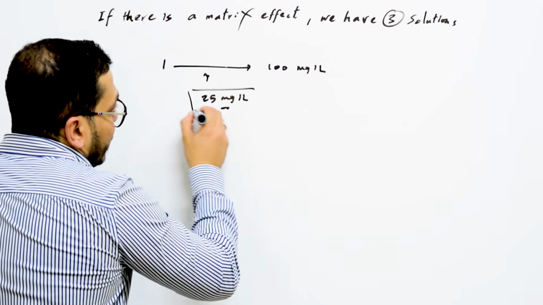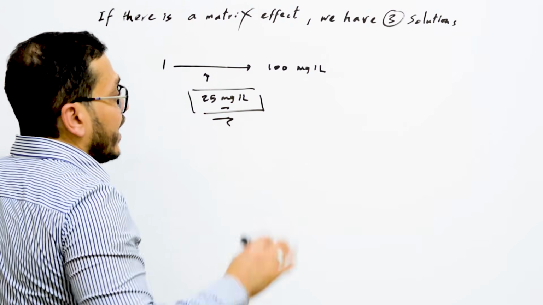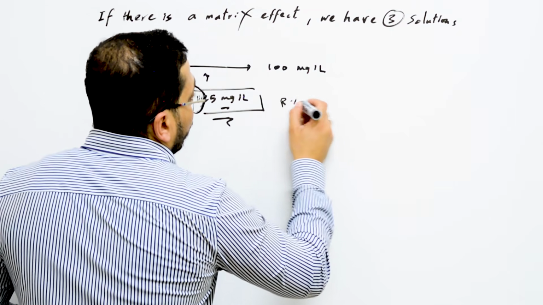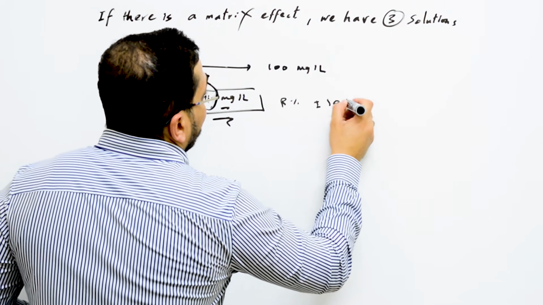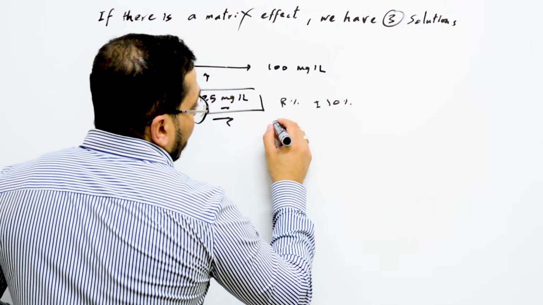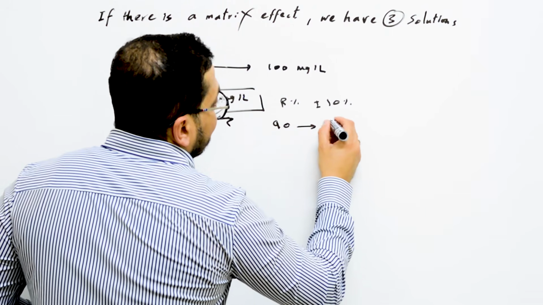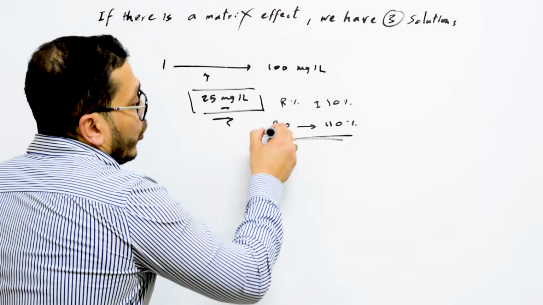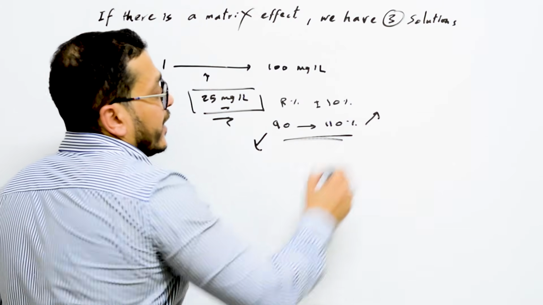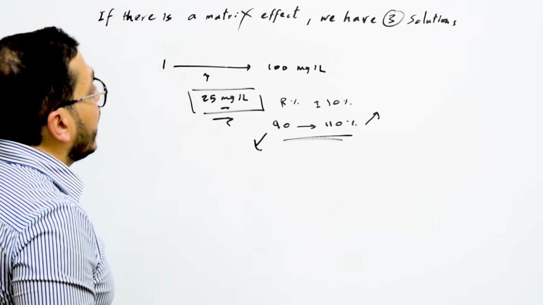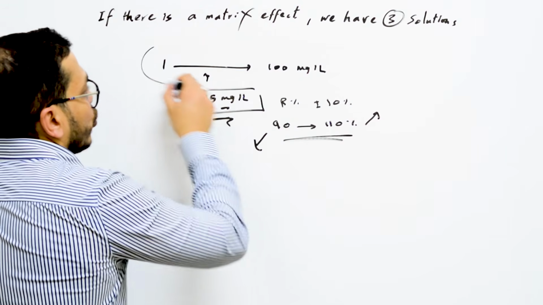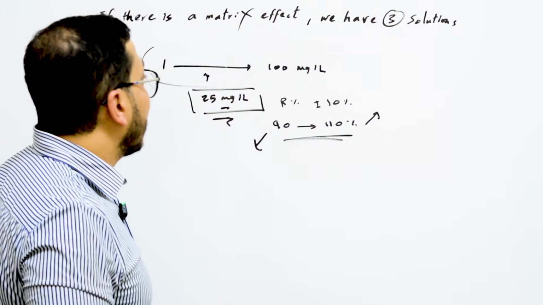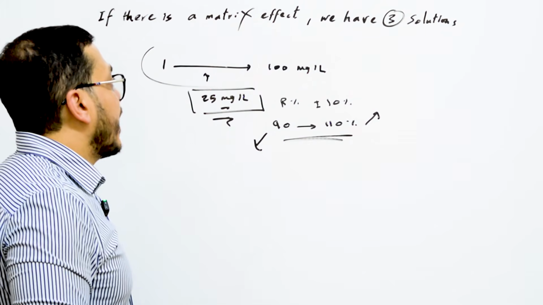And to say that this verification standard is accepted, recovery should be plus or minus 10%. So recovery should be from 90 up to 110%. If recovery was lower or higher than this, then this calibration should be rerun, or you can prepare the calibration standards again and run again.